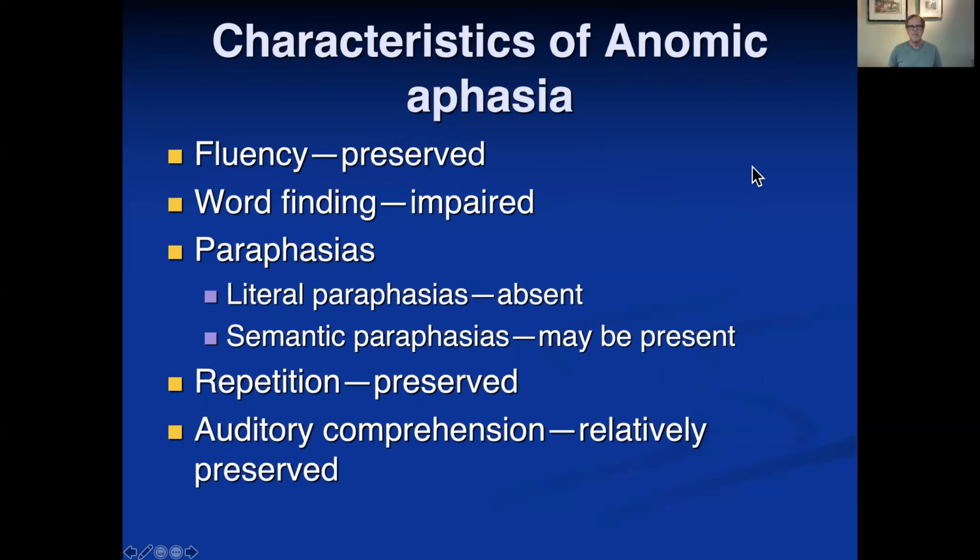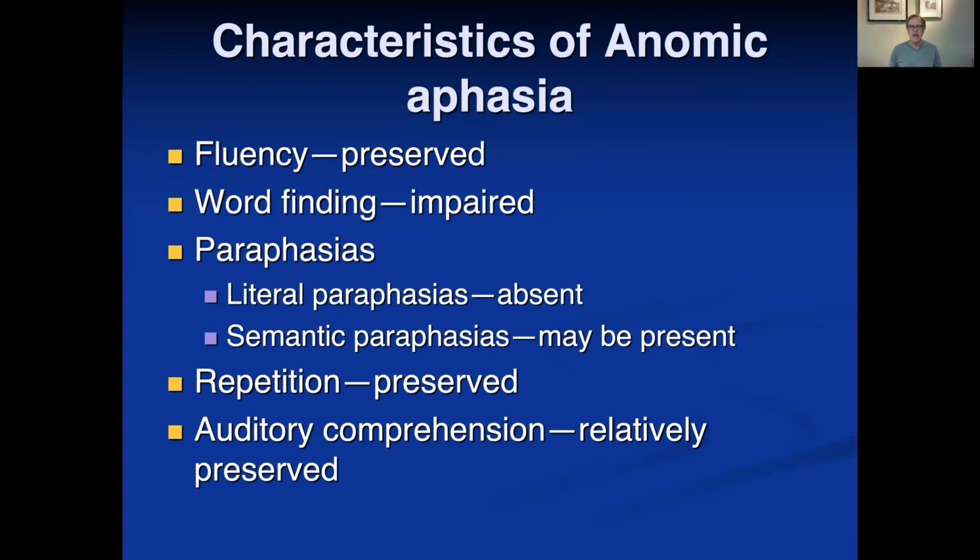Anomic aphasia, again referring to the table: fluency is relatively preserved. Word finding is impaired. In their paraphasias, typically they don't have literal paraphasias because their auditory comprehension is too good for that. They can hear that, their language is just too good for that. So they don't produce, without knowing it, lots of substitutions of sounds fluently. They may have semantic paraphasias, or they may have obvious word finding failures and delays.